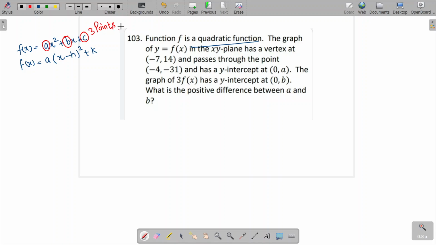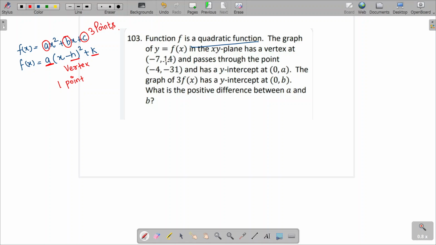Remember, here in the vertex form I have only one unknown, because h comma k, the vertex, will always be given. So I already have these two, and only one unknown remains. For one unknown, I want at least one more point: one is the vertex and one more point.